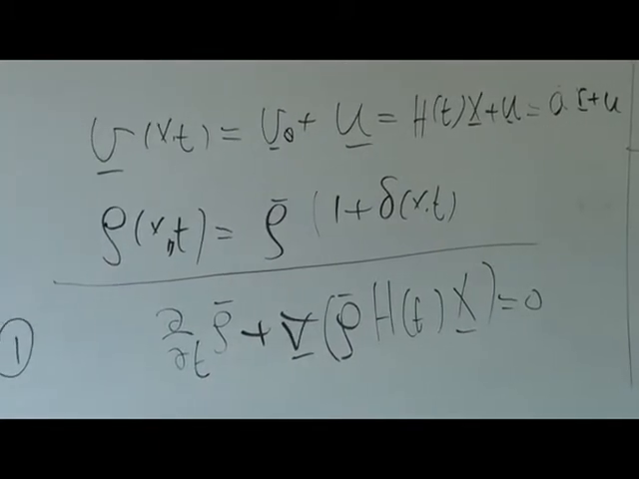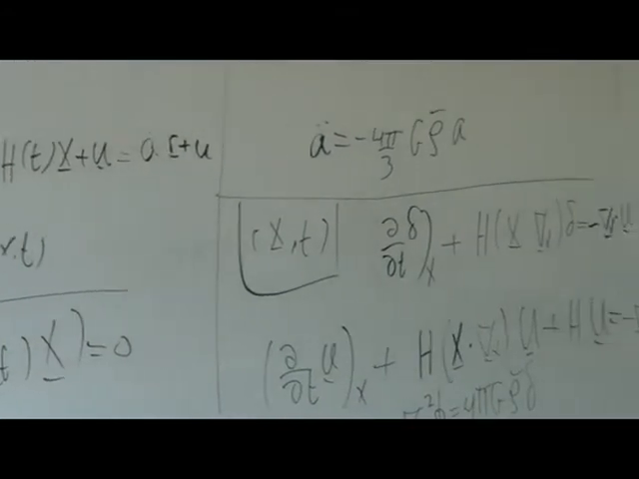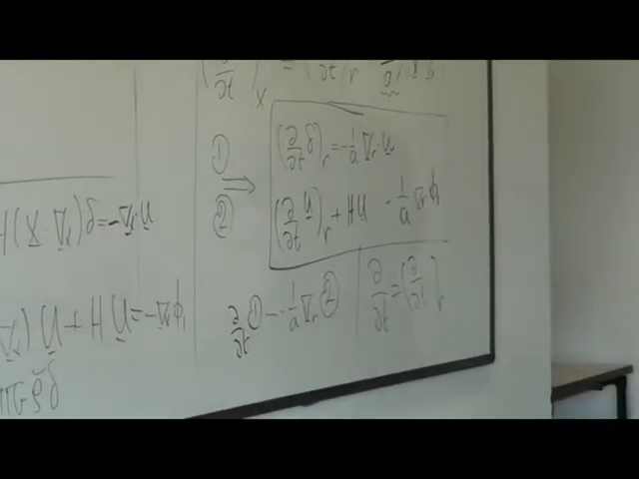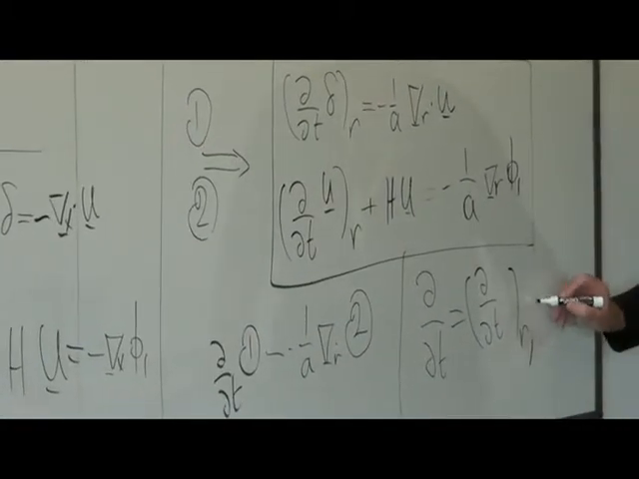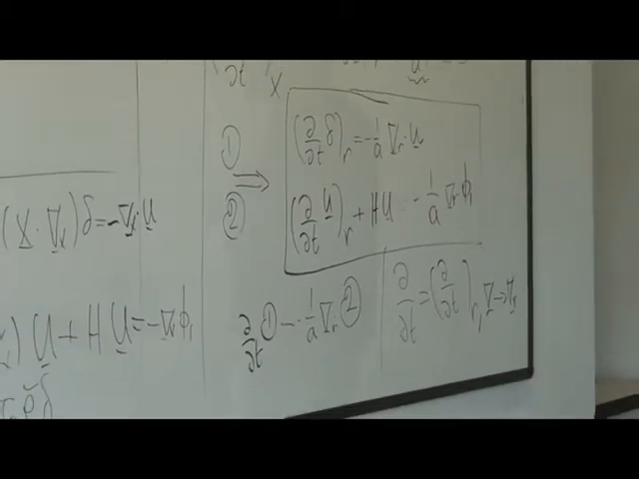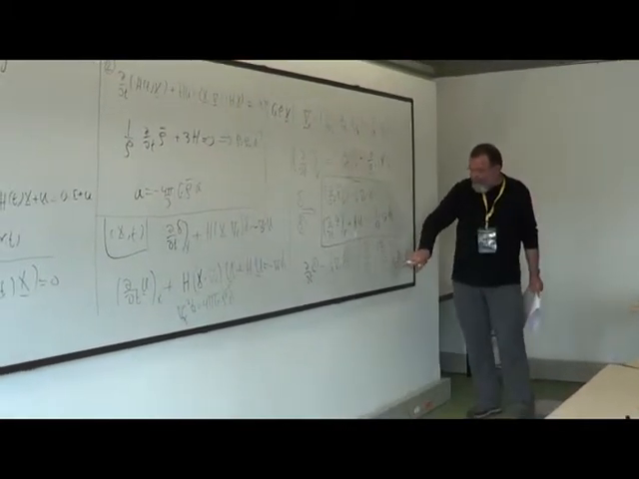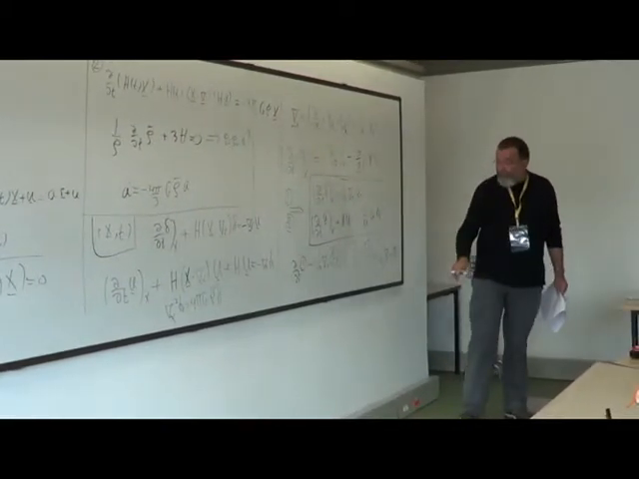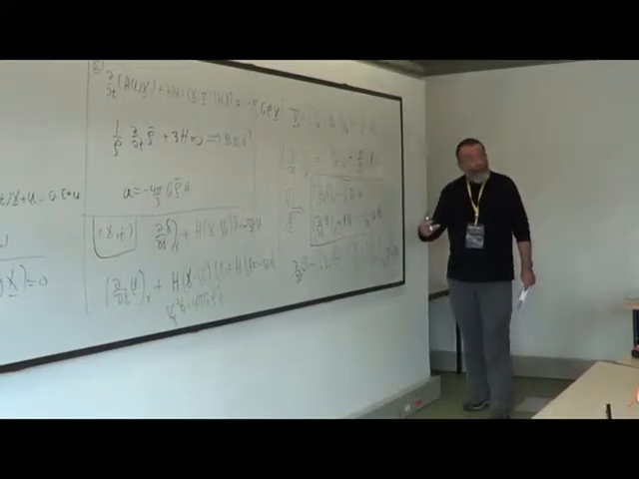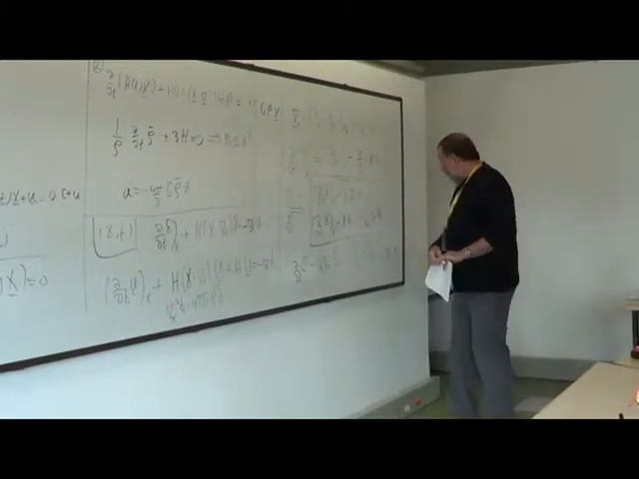Now, from now on, when I write d by dt, I mean d by dt while I keep r constant. And when I'm writing the gradient, I mean the gradient with respect to r, or the divergence of one of the equations. I don't want to keep on writing it because from now on I'm going to use only co-moving coordinates. So we can forget about how we derived it, and we just remember that when we differentiate with respect to time, we keep r constant, and the gradient is the gradient with respect to r.